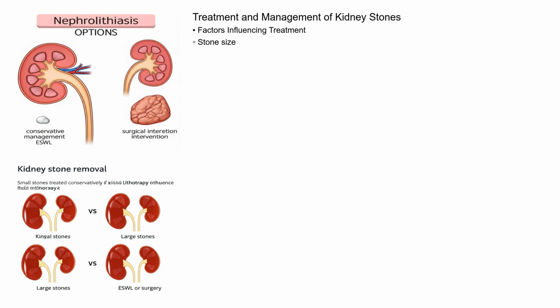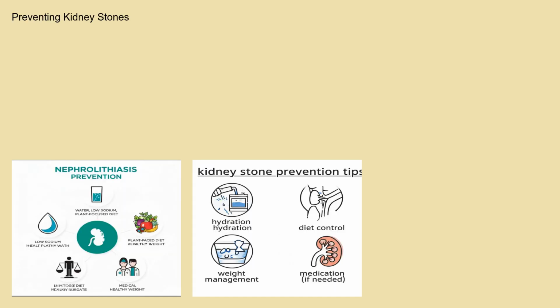Percutaneous nephrolithotomy, or PCNL, is used for very large stones and involves a small incision in the back to access the kidney. Preventing kidney stones involves several lifestyle modifications. Staying well hydrated by drinking plenty of water throughout the day is crucial. Dietary changes may include reducing sodium intake, limiting animal protein, and moderating oxalate-rich foods like spinach and nuts. Maintaining a healthy weight and managing underlying medical conditions are also important. In some cases, medications may be prescribed to prevent stone formation.